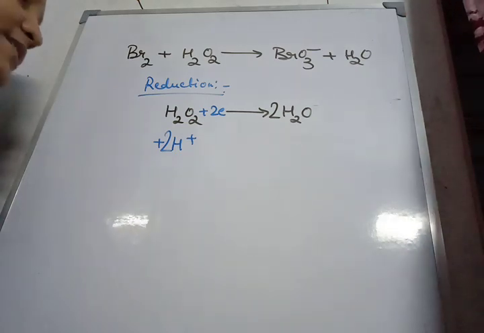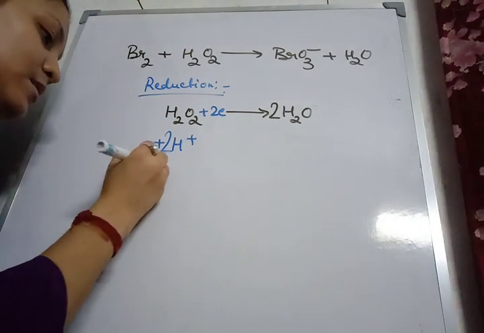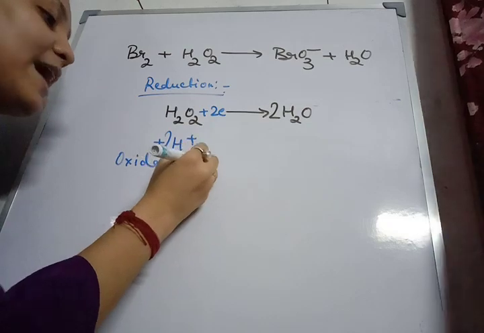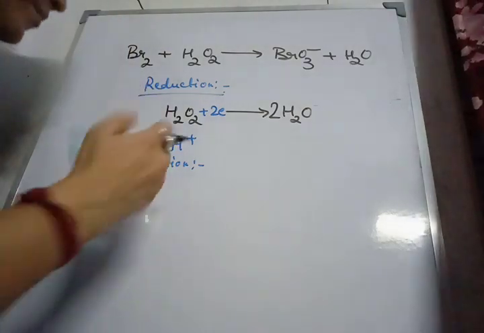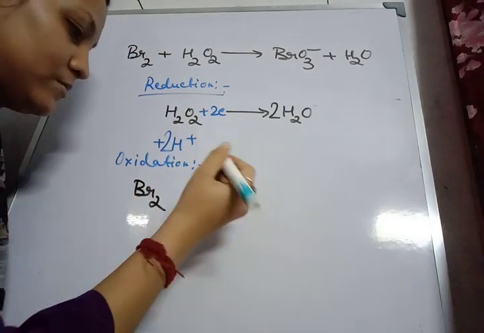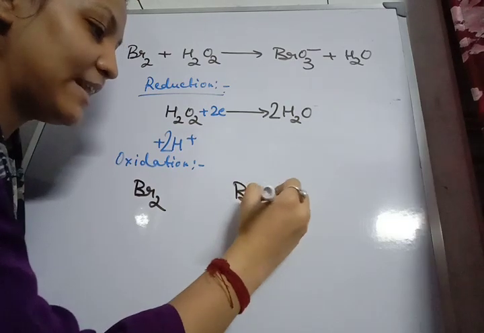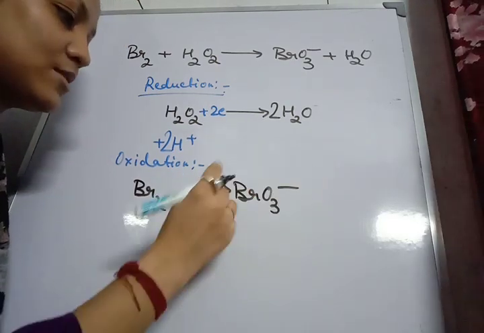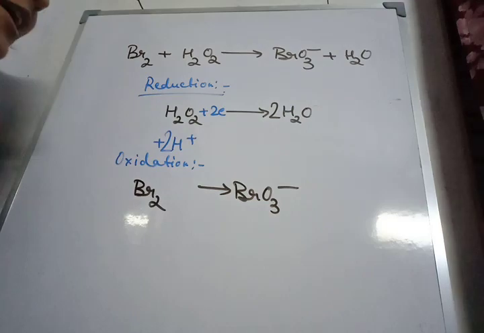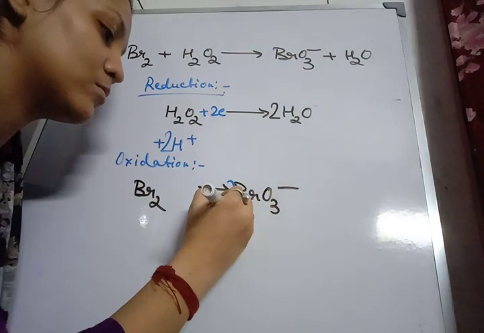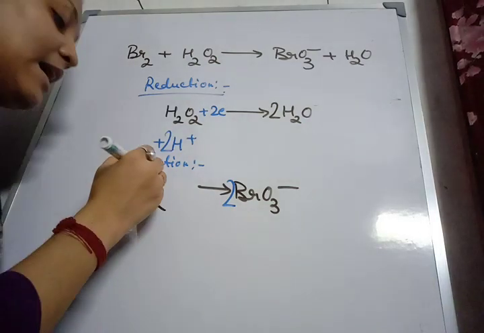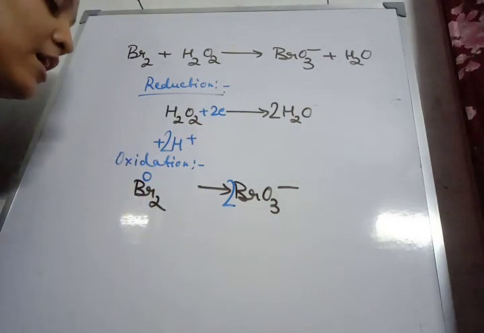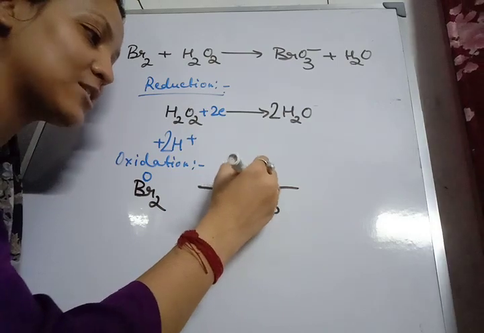Next, the oxidation half. In oxidation half, the bromine atom undergoes oxidation from 0 to +5 oxidation state. On the left hand side I have 2 bromine atoms, so right hand side bromate will be multiplied by 2. Now we have to see to the oxidation states. Left hand side oxidation state of bromine is 0, right hand side it is +5.